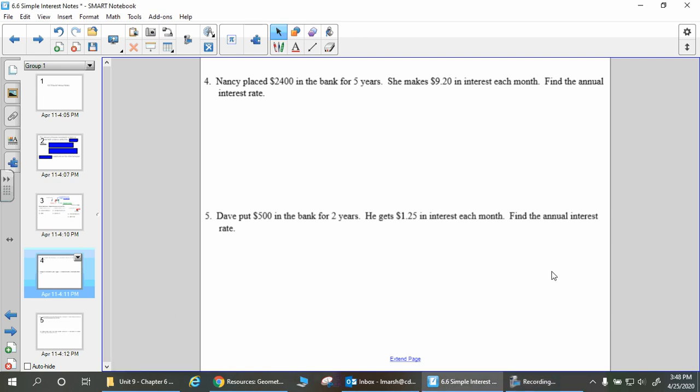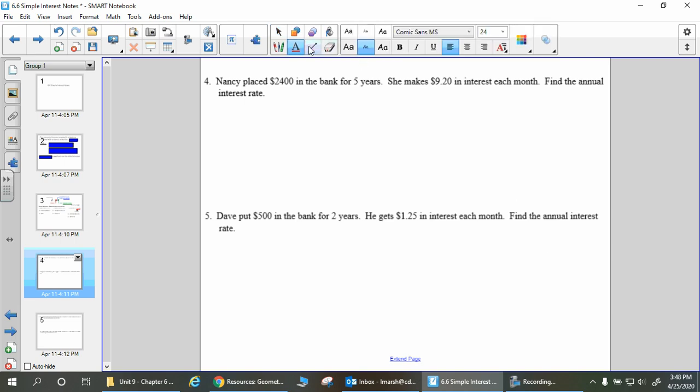All right, so we're going to continue working with simple interest. Questions 4 and 5 here are very similar, different values essentially. Question 4 says Nancy placed $2,400 in the bank for 5 years. She makes $9.20 in interest each month. Find the annual interest rate.